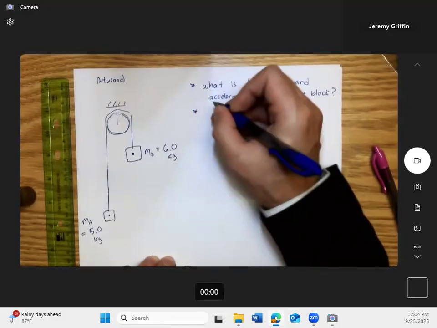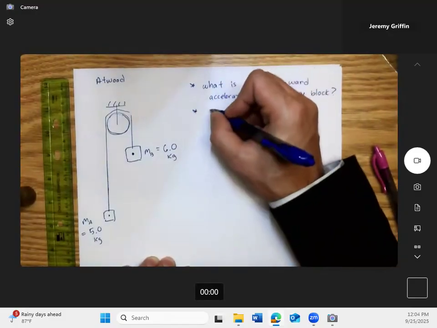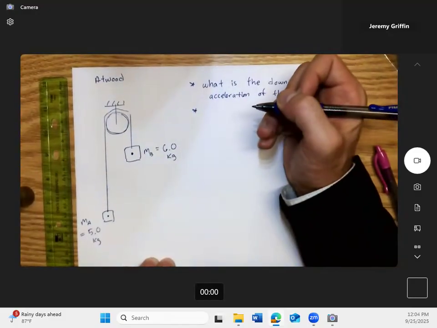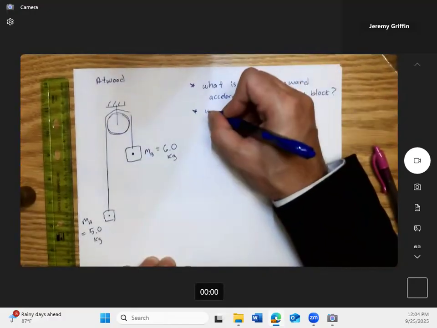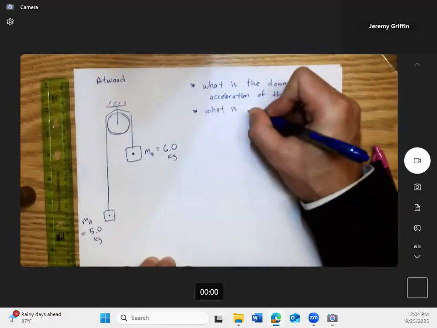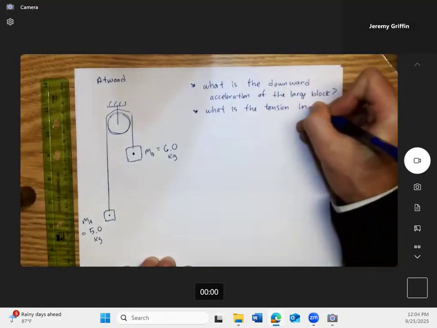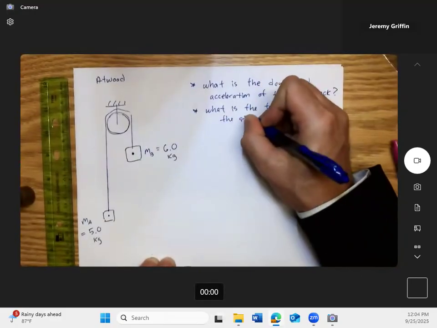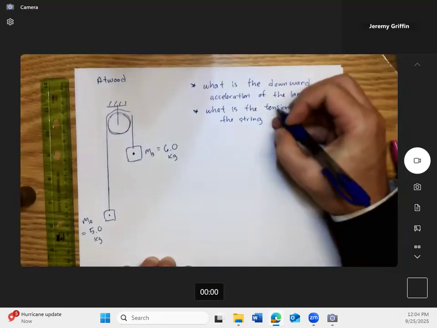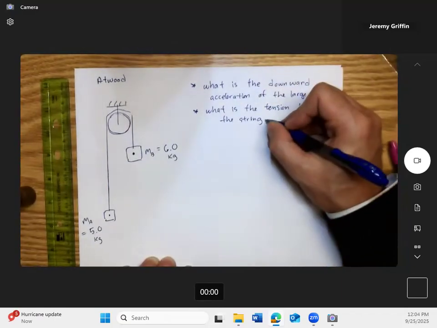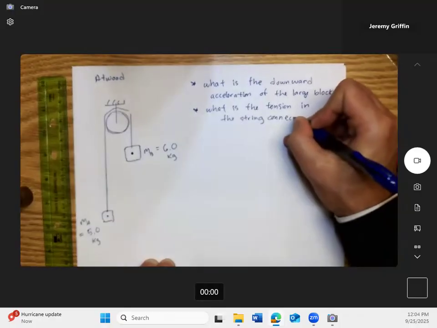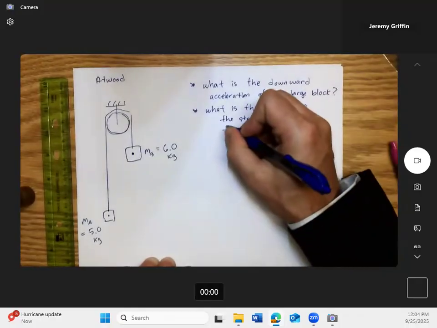Here, let's have a couple of follow-up questions. I wonder, let's make it, what is the tension in the string connecting the blocks? Okay. Connecting the blocks.